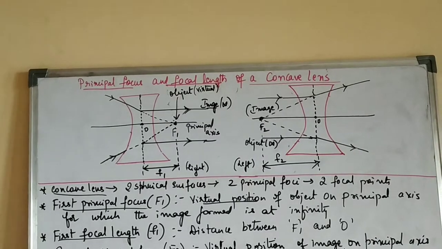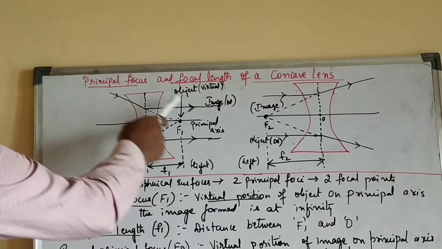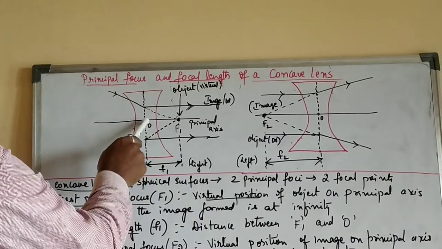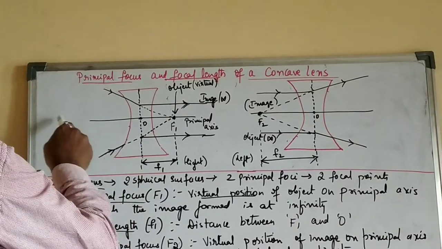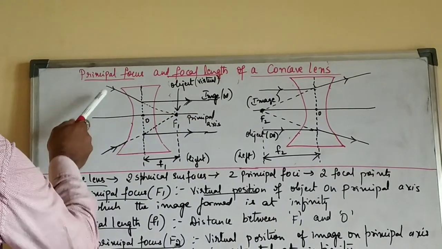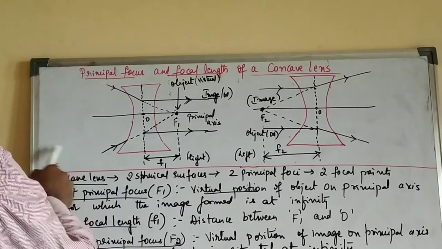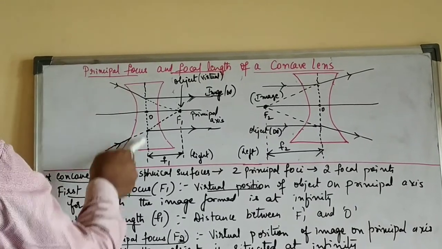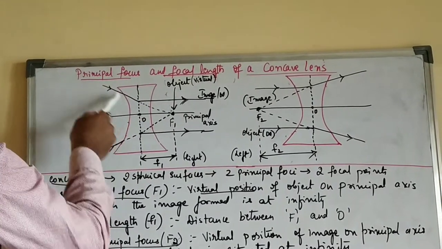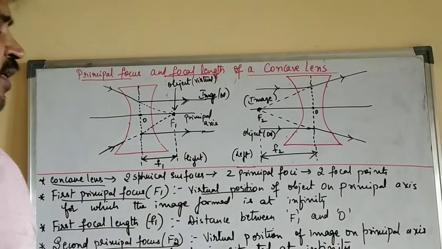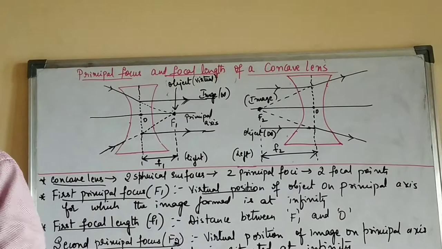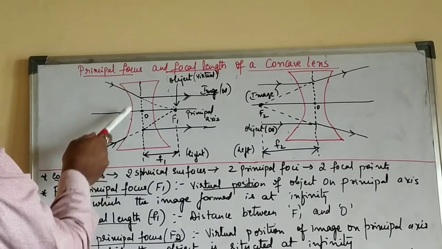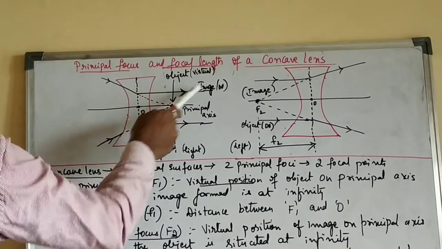Now, I'll explain the first diagram. You can see the center line is the aperture and here you have the optic center O. Along this optic center, you have the principal axis. The light rays falling on one of the spherical surfaces move to the interface, that is the aperture, and get refracted. This is the incident ray and this is also an incident ray, above and below the principal axis. At these two points, they get refracted.